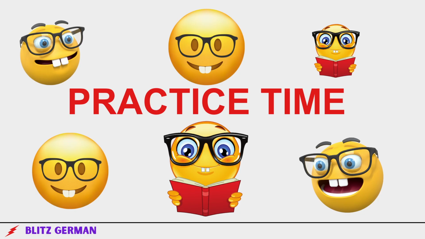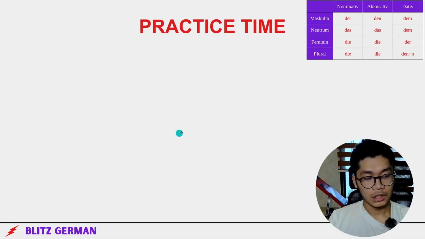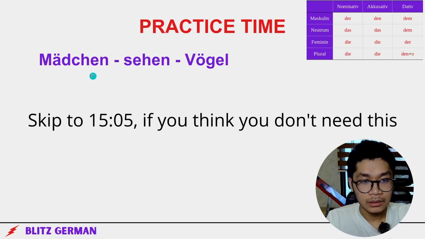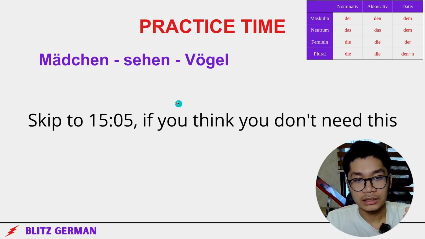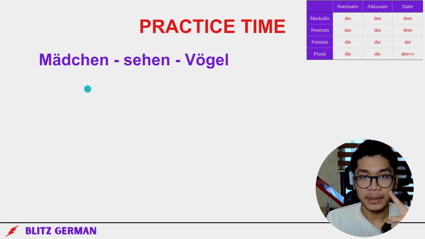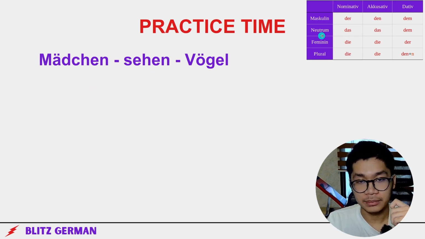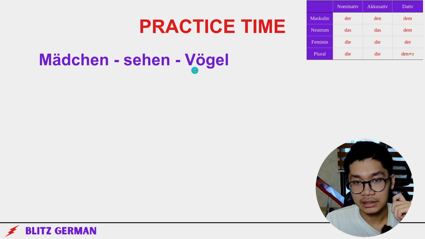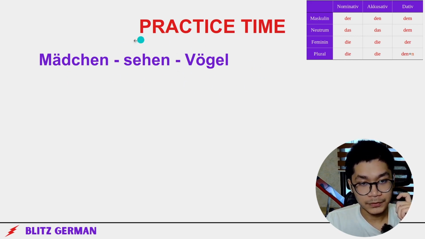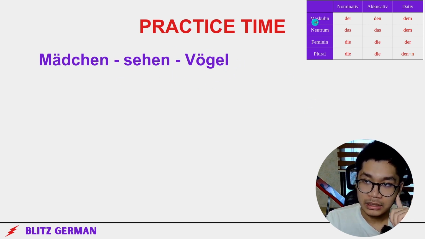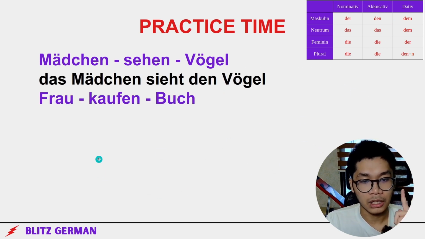Practice time! Yay, let's start. Mädchen sehen Vögel. So girl sees bird. Mädchen is Neutrum, das Mädchen. So das Mädchen sieht was? Akkusativ, this isn't in the dative list, isn't an exception. Akkusativ. Vögel, maskulin, akkusativ. So das Mädchen sieht die Vögel. Boom. Next, Frau kaufen Buch.